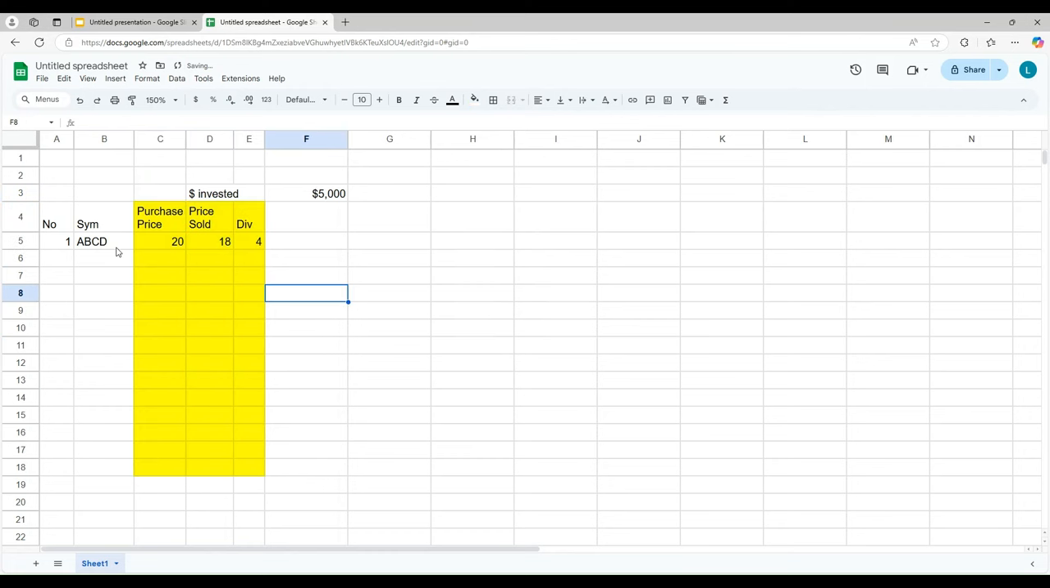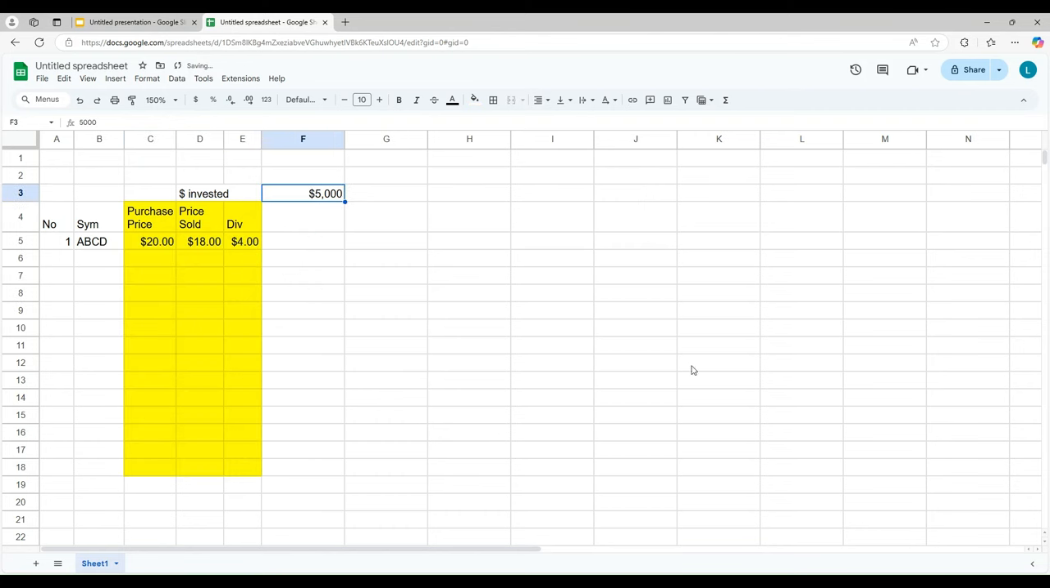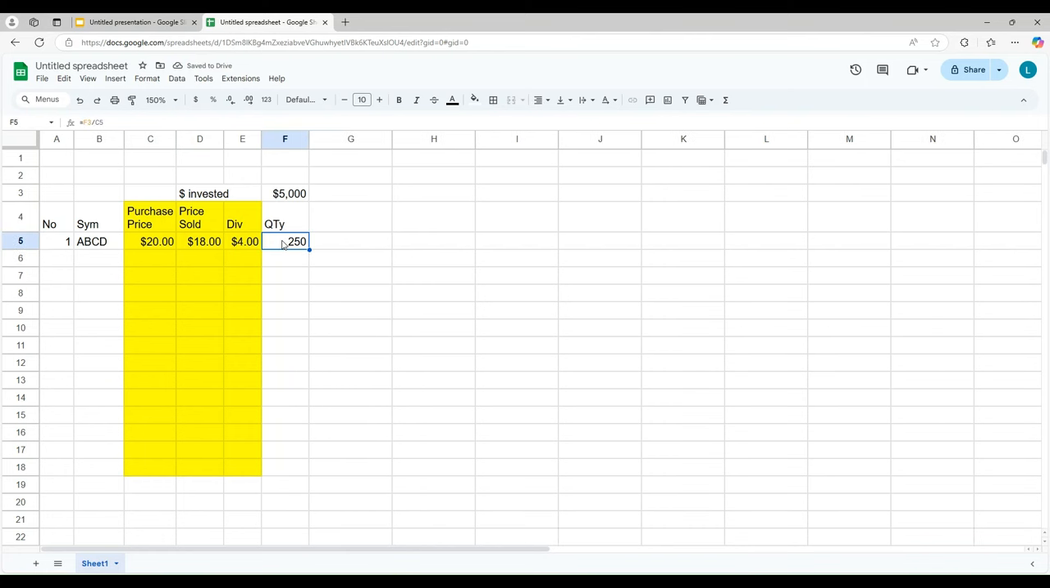Everything else will be calculated for you in a very simple log. So these three are actually dollar values, I mean, the column and everything is dollars. All right, so here's what I'm going to do. Since we invested $5,000, we purchased it at $20 each. That means with $5,000 invested, we bought 250.